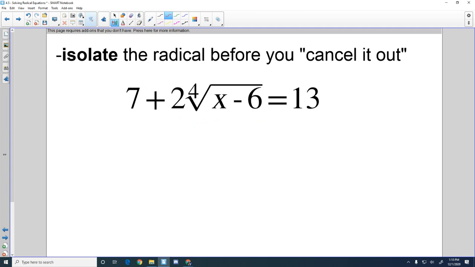What we want to do is cancel each of those numbers out separately. Cancel them out one at a time. Don't combine them. So now, am I going to cancel out the 7 first or the 2 first?